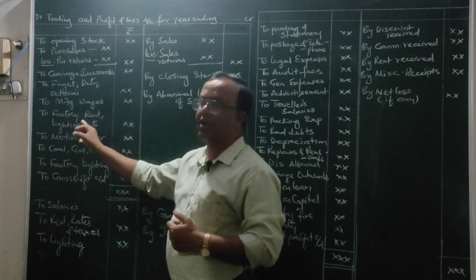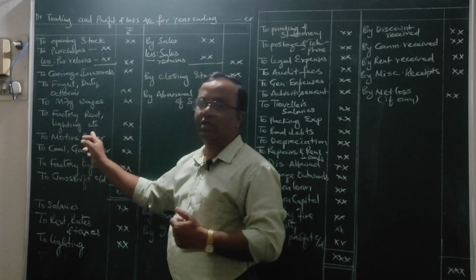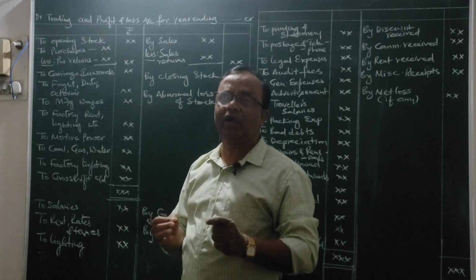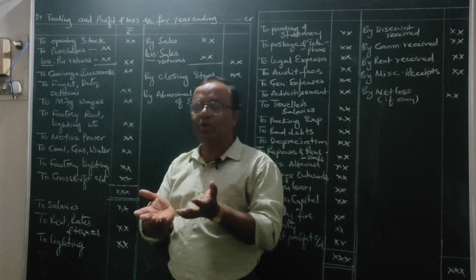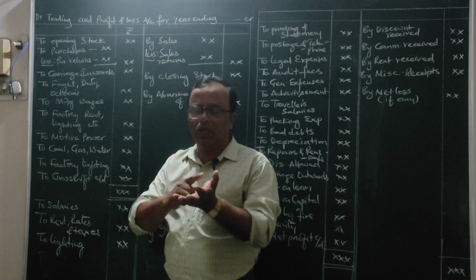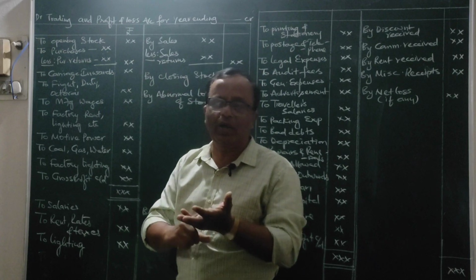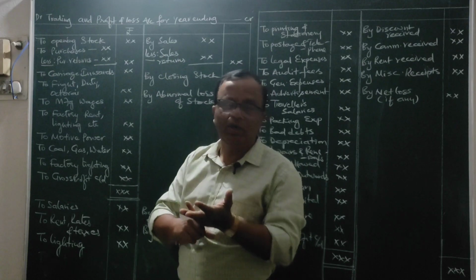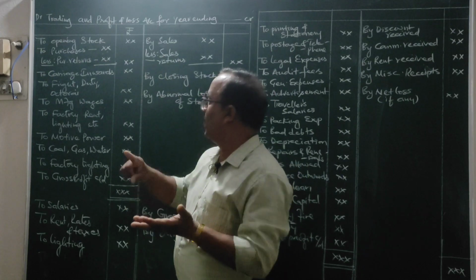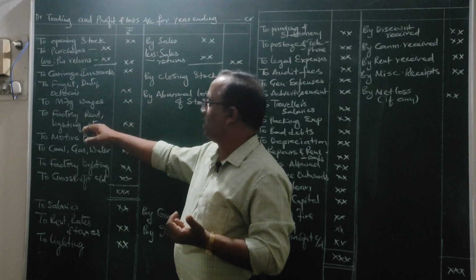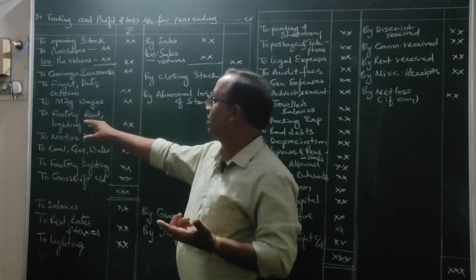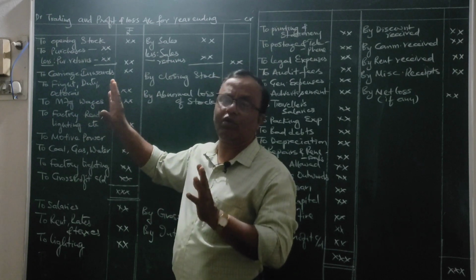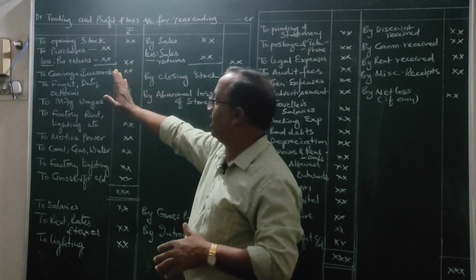Then again, to factory rent, lighting, etc. Anything relating to the factory, wherein a bit of production will take place. So any expenditure relating to the factory is a direct expense, just like factory rent, factory lighting. Any other expenditure, lighting we can say, rent you can say, all these are direct expenses. Anything relating to the factory you will be debiting to your trading account only.